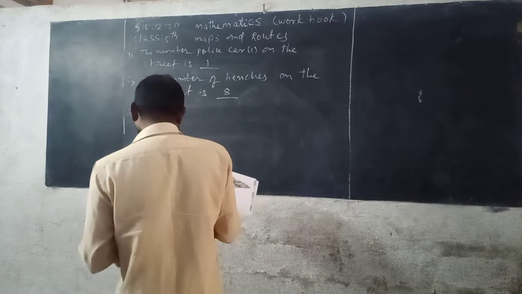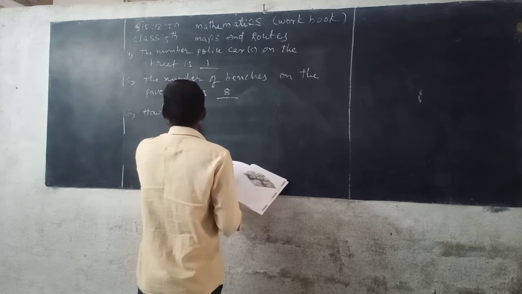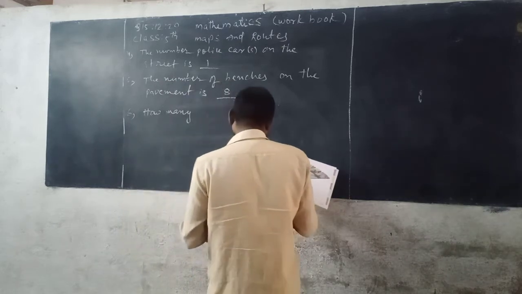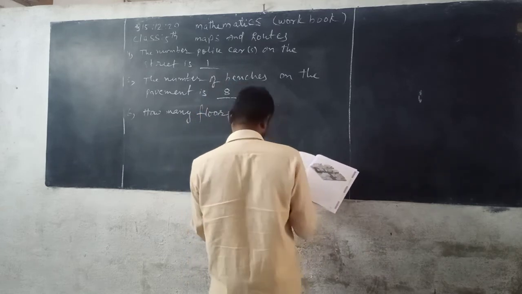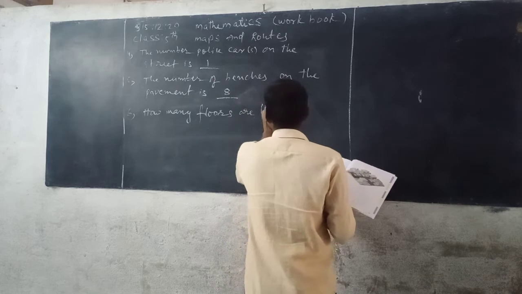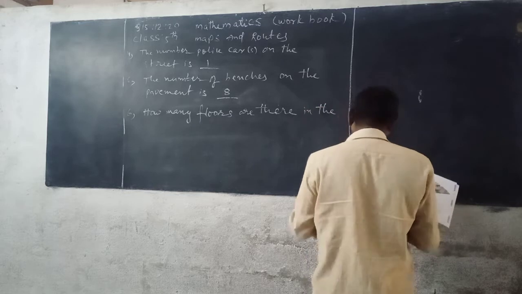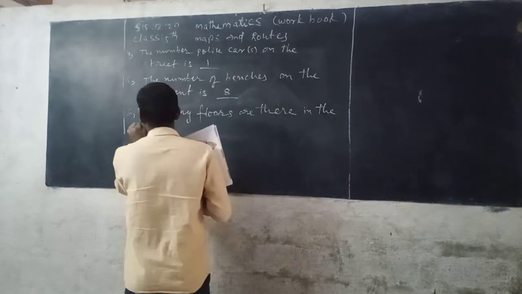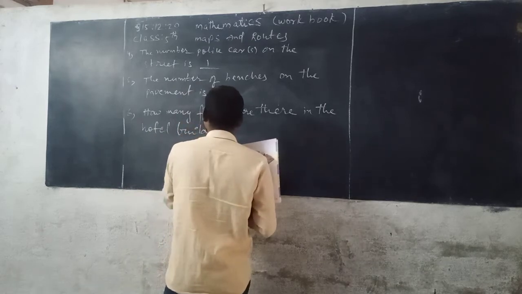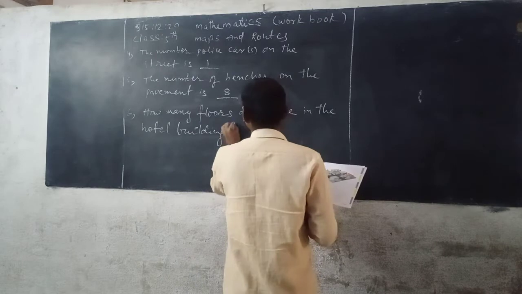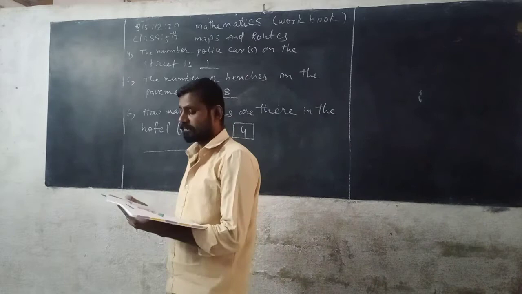Now, sixth one, how many floors are there in the hotel building? Four floors there. Now next, page number 53.